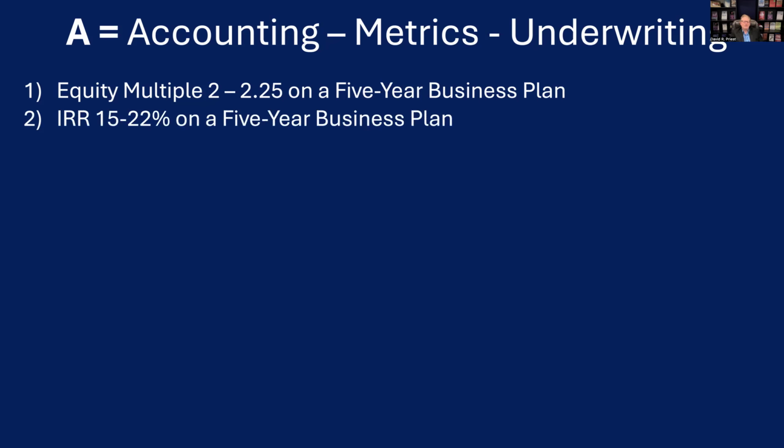IRR, I'm looking around 15 to 22% on a 5-year business plan. Most IRRs you're going to see right now, if people are being conservative, are under 20. If it's under 15, it doesn't look like the deal is good enough to really warrant investing in. Right now, 16, 17, 18, kind of a sweet spot. Above 22, I think people are over promising and they may not be able to deliver.